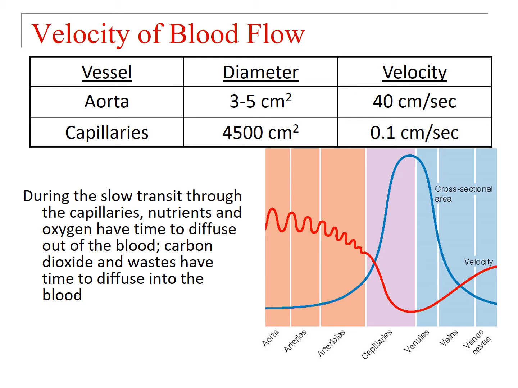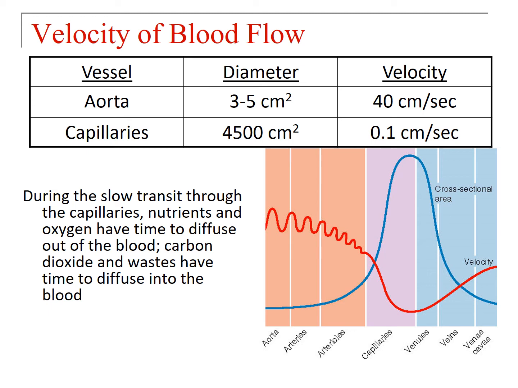Now, you begin with the aorta, which has a cross-sectional area of about 3 to 5 square centimeters, which is a little over 1 inch to 2 inches squared. Your velocity is about 40 centimeters per second, which is about 16 inches per second, so pretty fast.